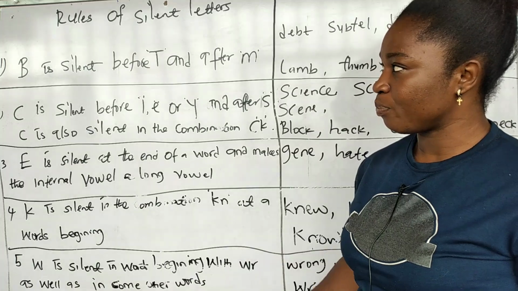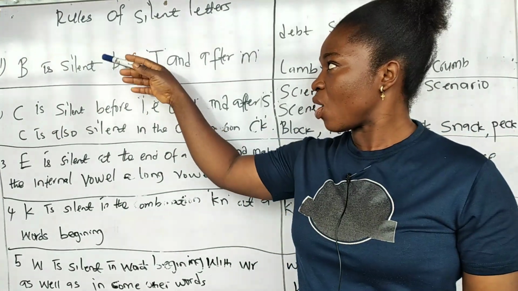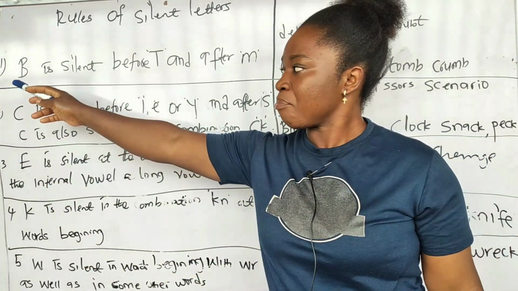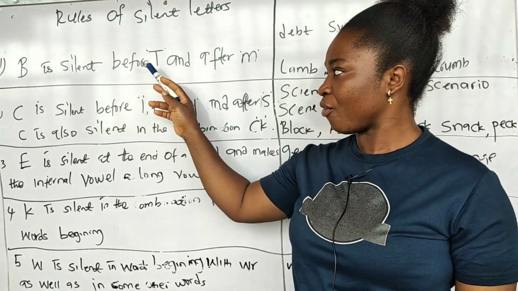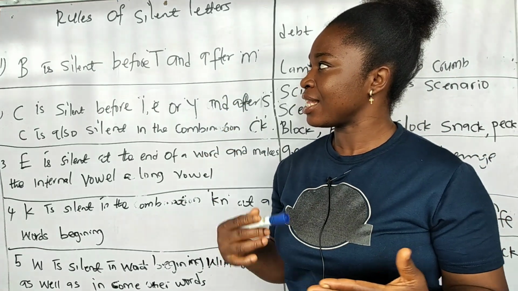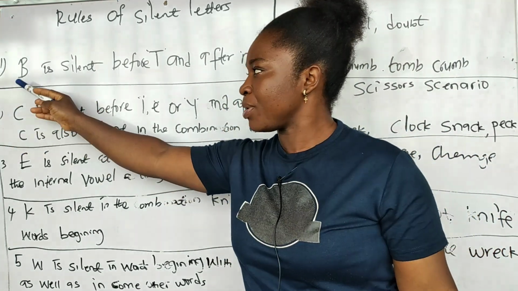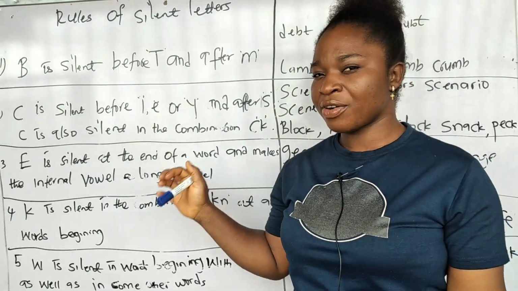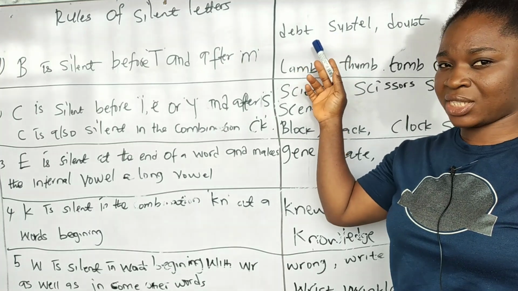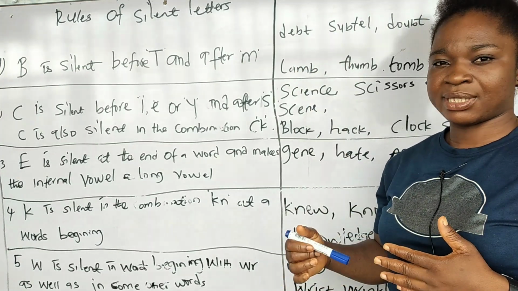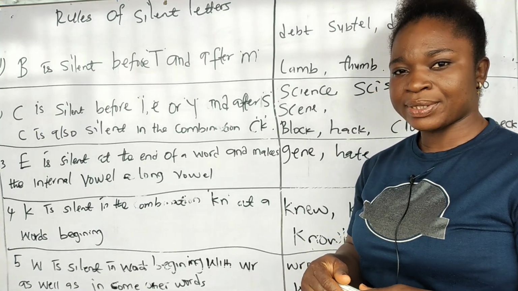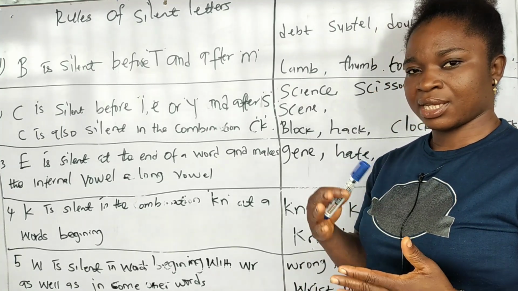So right here on the board, I have rules of silent letters. The number 1 rule I have here says B is silent before T and after M. That is, for B to be silent in a word, it happens when B is before T. For instance, here I have debt. That is, B is actually before T. This is pronounced as debt, and not with the B sounded.